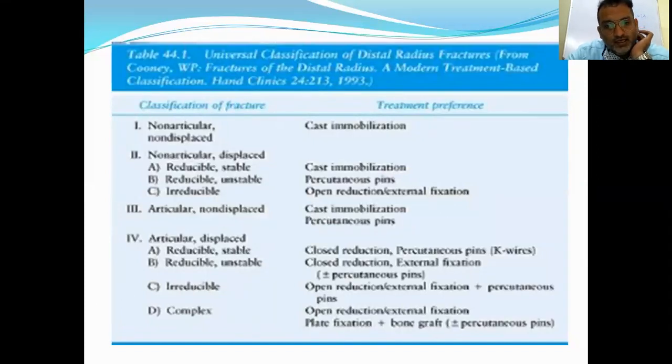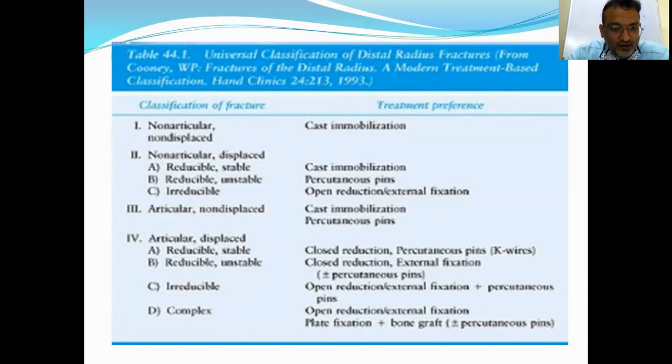If the fracture is stable, go for conservative management of cast immobilization. If the fracture is reduced and unstable, then the operative intervention comes. You can operate it with percutaneous pins or K-wire fixation. So if the fracture is non-articular, displaced and it is not getting reduced, then you have to go for operative fixation.